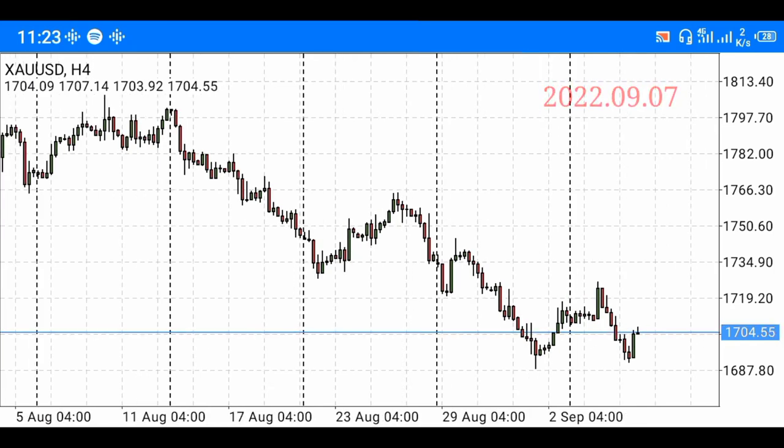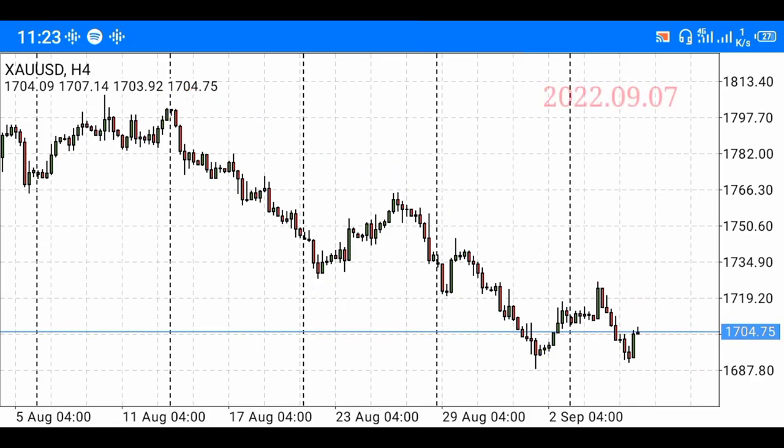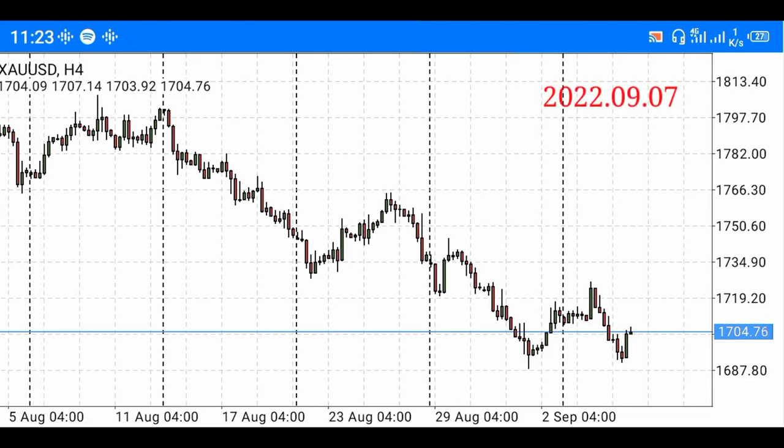So looking at this chart, we're already seeing that gold has been in a downward trend. And how do we know? We are seeing the swing highs and swing lows. However, the last low which we've just experienced is not lower than the previous low. So instead of a new swing low, we're having equal lows.